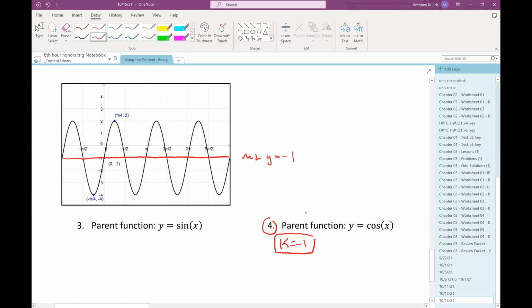Cool. Next thing I'm going to do is figure out the amplitude. The amplitude is this distance from an extreme point back to the midline. So we're starting at -1 and going up to +2. That would be 3 units that we traveled.